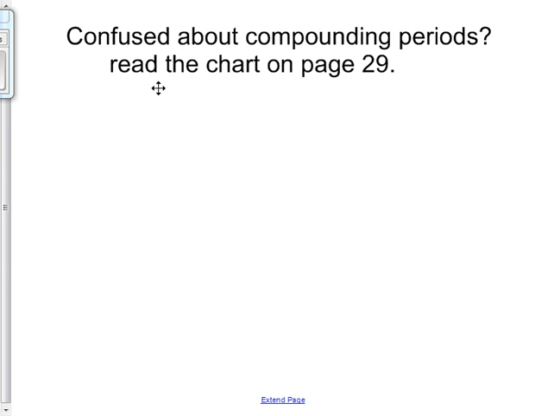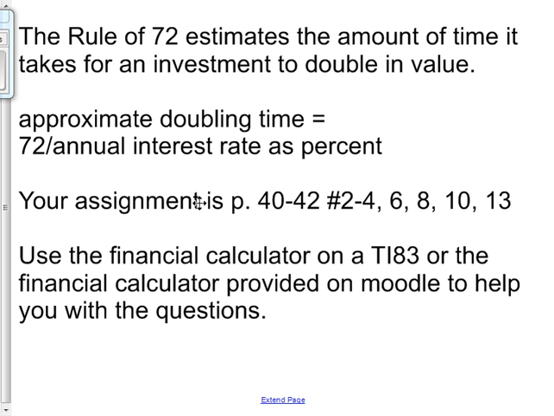If you're still confused about compounding periods, please read the chart on page 29. It goes more in depth. All right, next thing, the rule of 72. It estimates the amount of time it takes for an investment to double in value. So the approximate doubling time is equal to 72 divided by the annual interest rate as a percent.